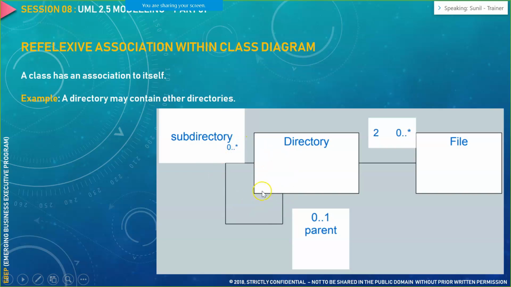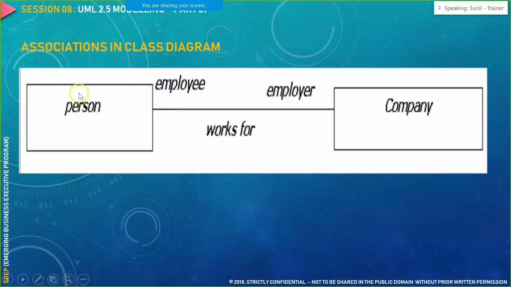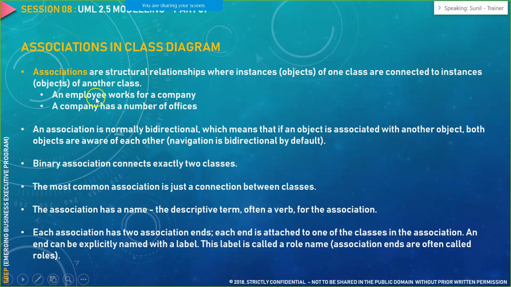So in regular cases you may not find a reflexive association in major cases, but yes, these are some of the associations that you would find in most of the cases, one to one or one to many, wherein an employee works for a company, or a company has a number of offices.